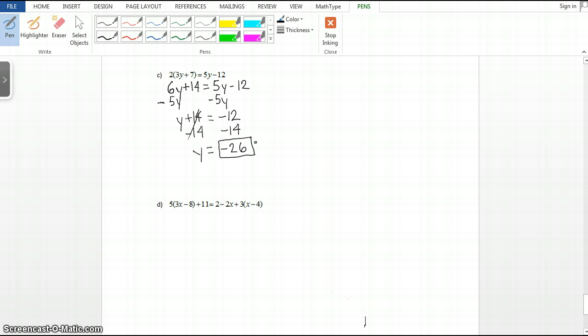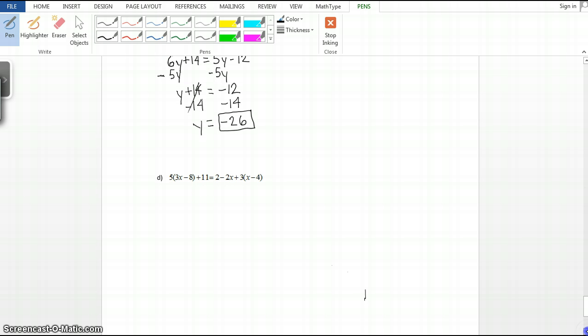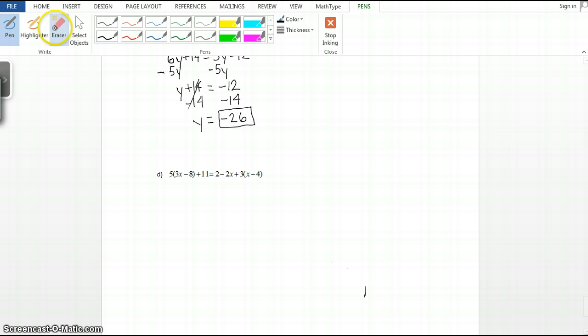Again, to check all of these, plug your answer back into the original problem. Alright, let's see if I can scroll down just a little for part D. Okay, here's part D. I've got 2 sets of parentheses. There's one on the left and one on the right, so let's get rid of both of those first.